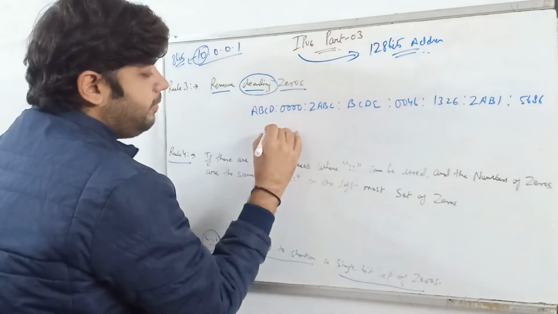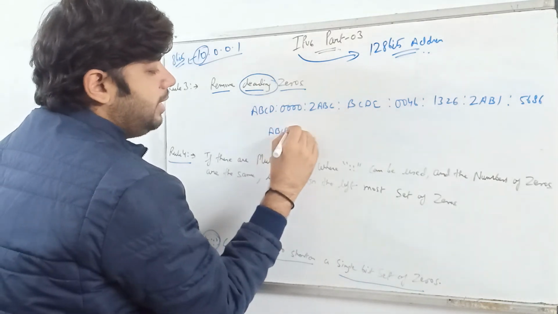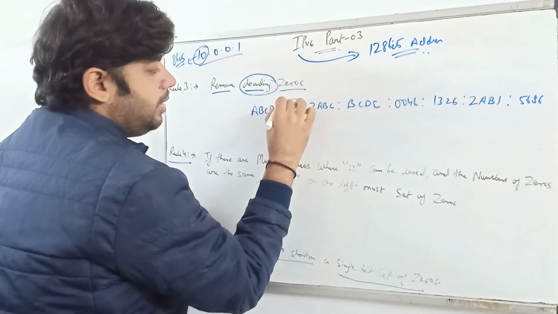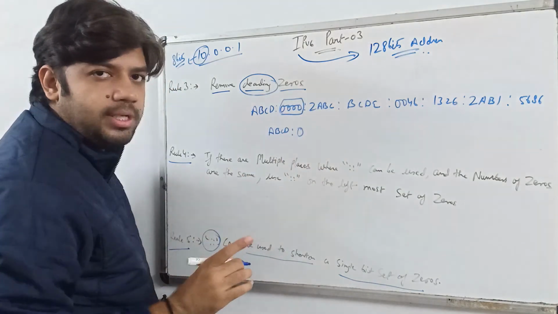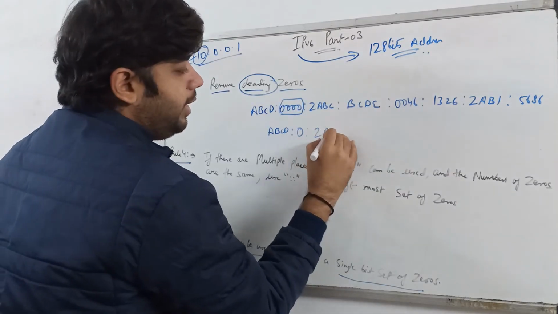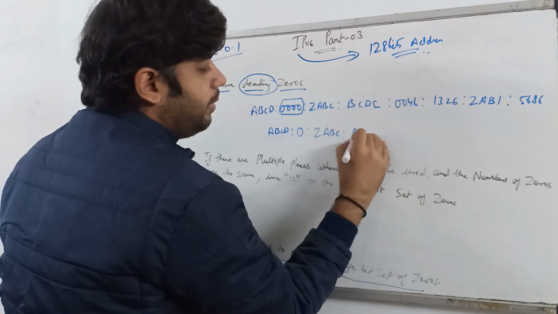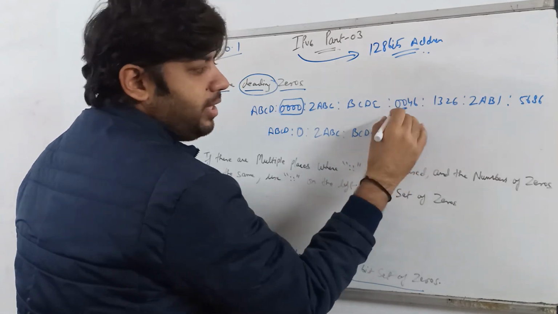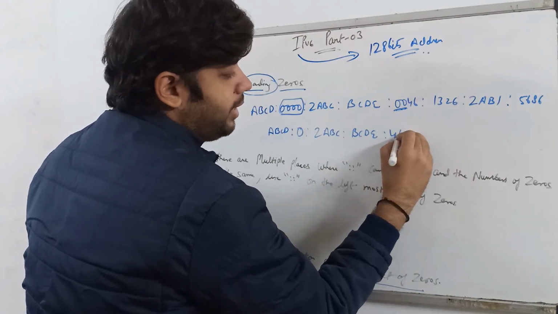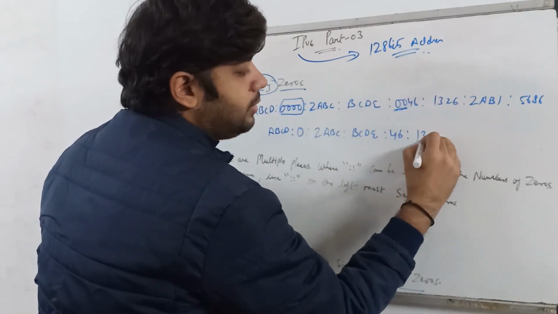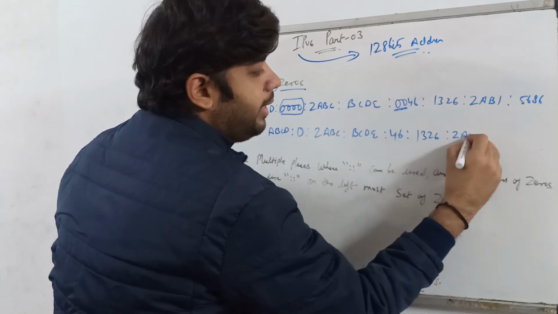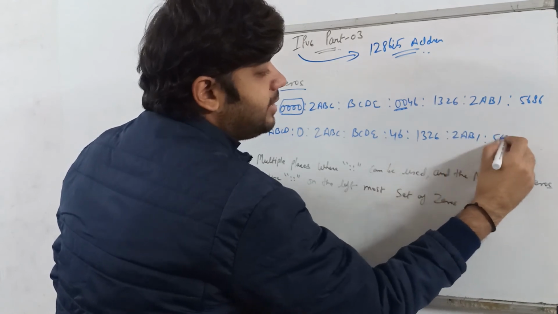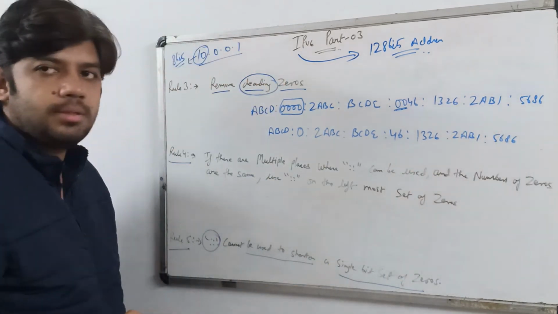So in this case we are not able to use the double colon. What can we write? We can write A, B, C, D, and then for these zeros we use only a single zero. Then we can go for 2A, B, C, then B, C, D, E. Over there we have a zero before the number, so we remove the zeros and go for 46 only. And then we can go for 1, 3, 2, 6, then 2A, B, 1, and then 5, 6, 8, 6, like this.